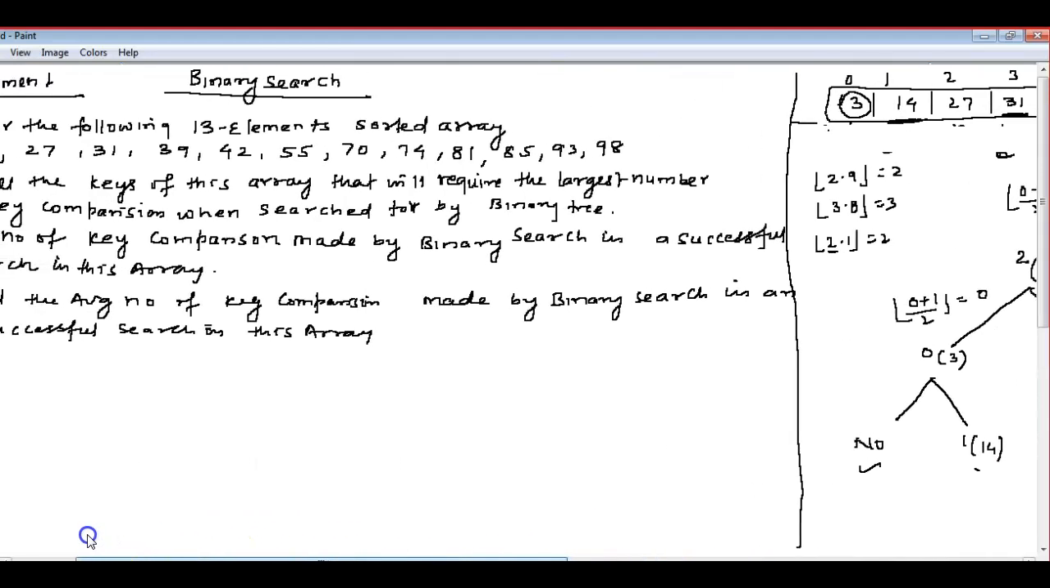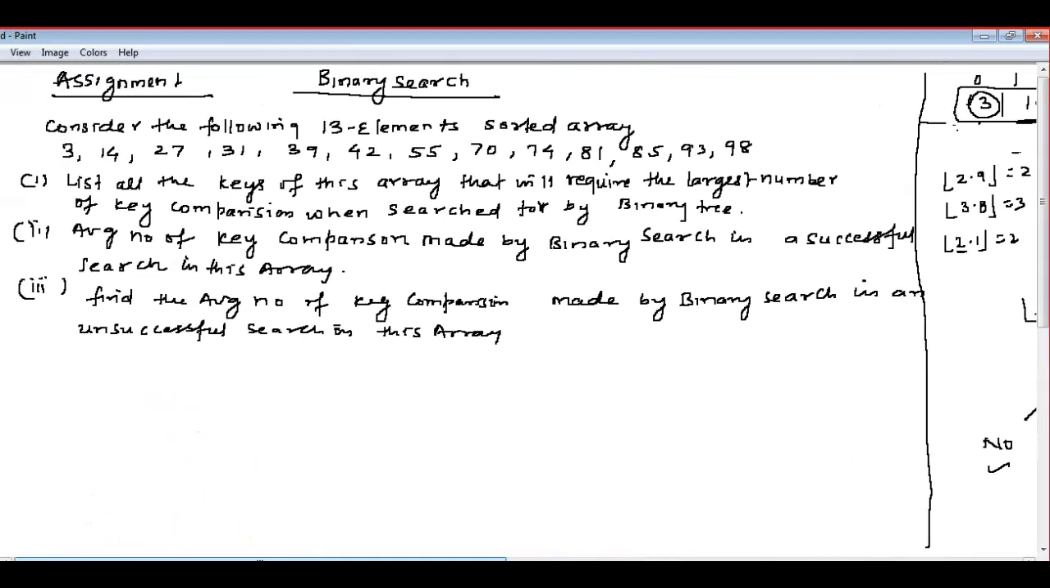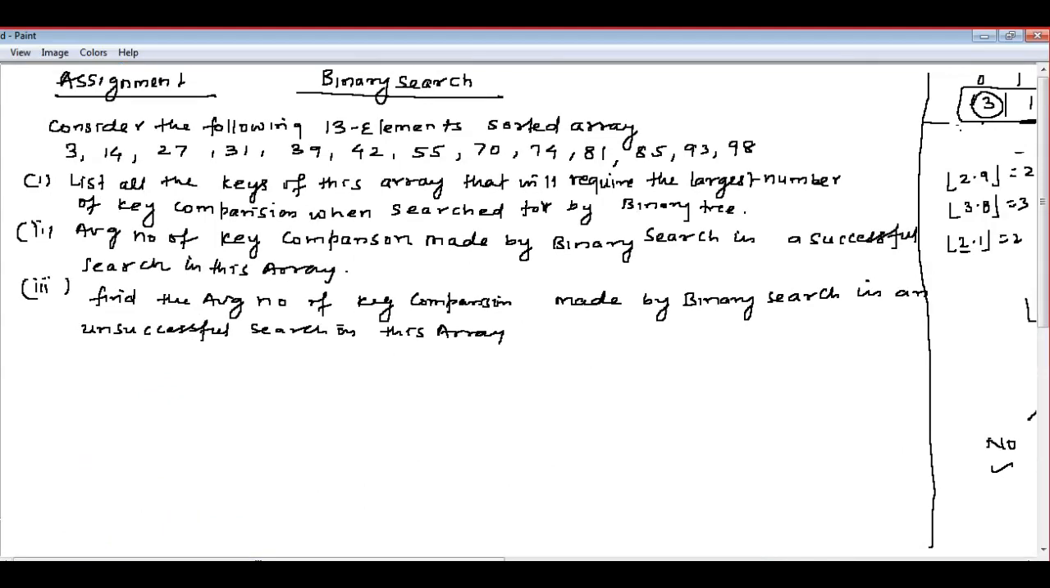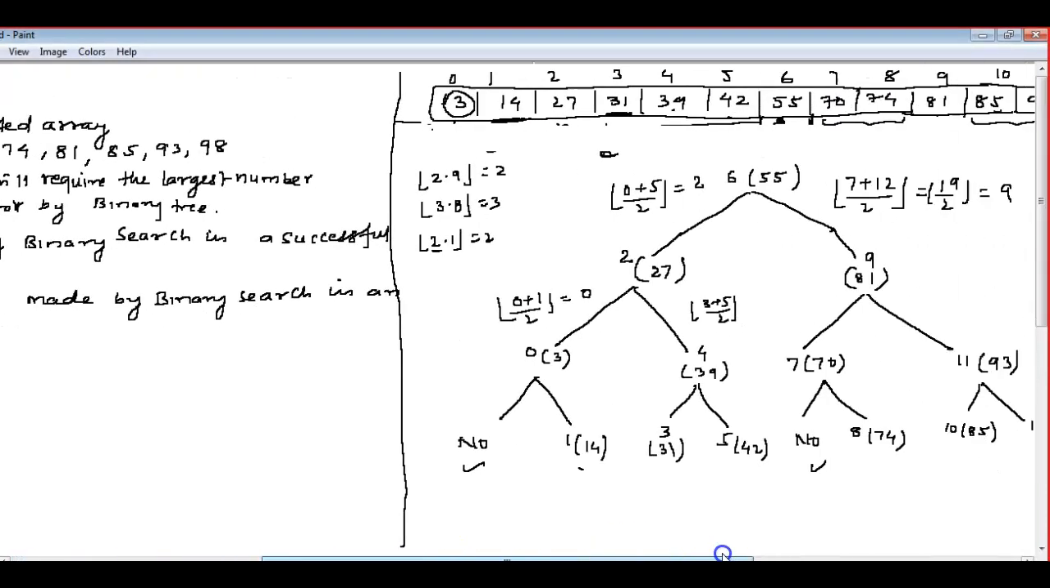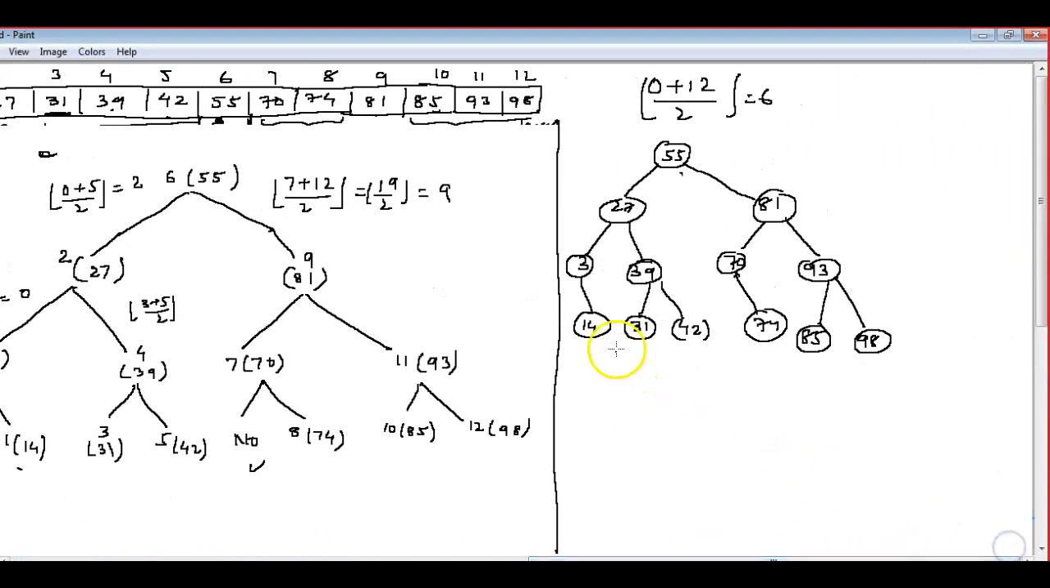First question here. First let me complete this one first. First let me complete this question which is given as this. List all the elements in the array that require the largest number of key comparisons when a search is performed. List all the keys of this array. Which element will take the maximum number of comparisons? Which one in the list? This one.